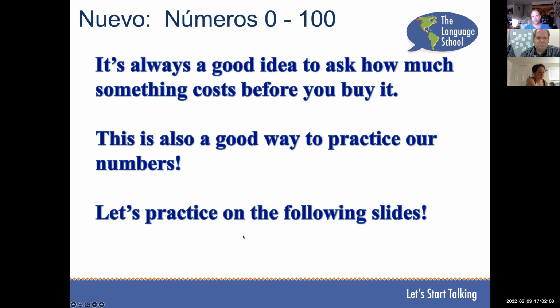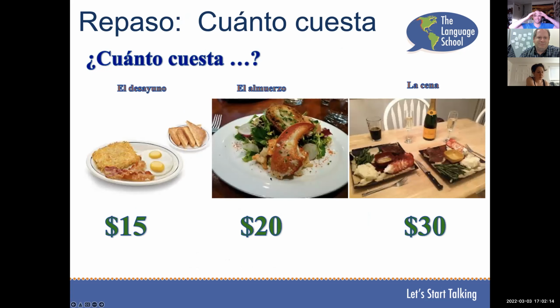So it's a good idea to practice your numbers because when you go traveling, you have to buy stuff. And this is where you can get yourself into trouble if you don't know your numbers really well, right? So let's just take turns asking each other, ¿cuánto cuesta?